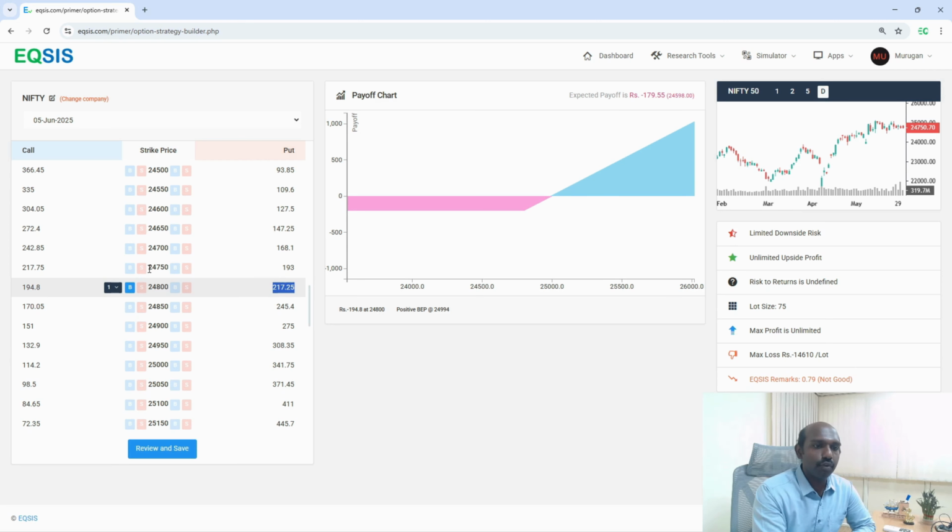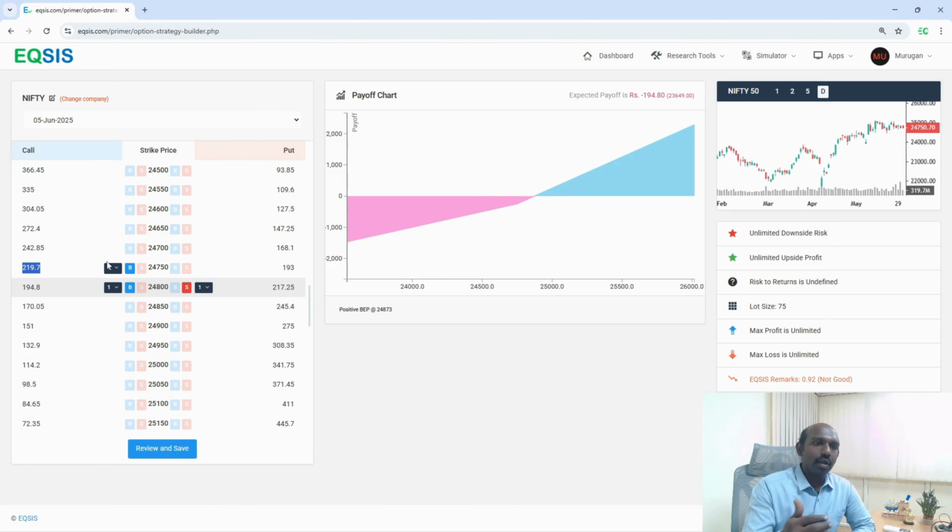And correspondingly, even if you take 24,750, the call option price is 217 and the put option price is 193. Considering that, if you judge that the call option is more expensive, that's a mistake, because the indicative future price is actually right in between, which is 24,777. It means this 24,750 call option is 25 rupees in the money, because the market is at 24,775.